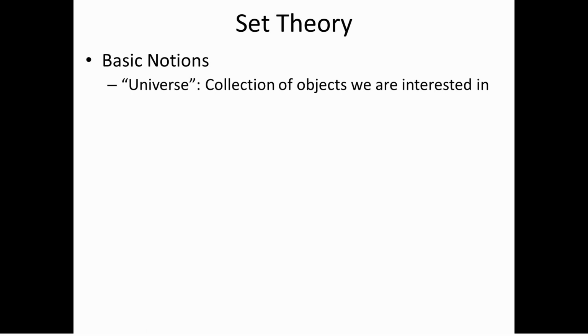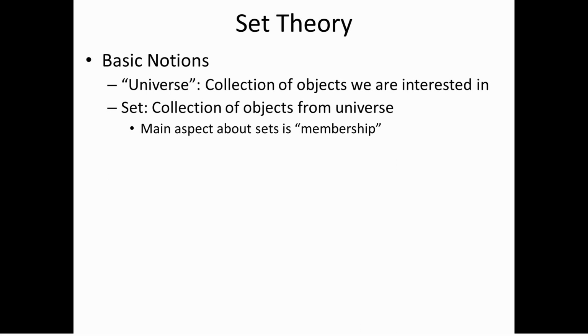So the first thing we're going to do is talk about this thing called the universe. The universe is a vague term, but it's basically the collection of all the objects that we're interested in. Normally in probability theory, it's usually all the outcomes from an experiment, or the sample space. And of course, a set is any collection of objects from the universe. For example, if you're talking about the magnitude of an earthquake, the universe is all the real numbers, and the sample space is some subset from 0 to 10.